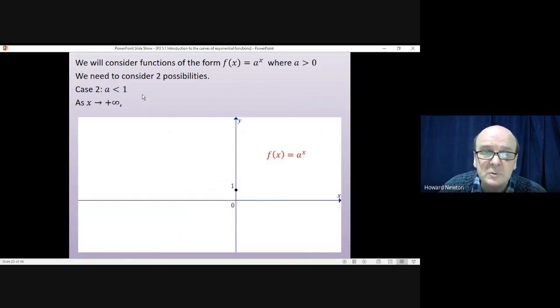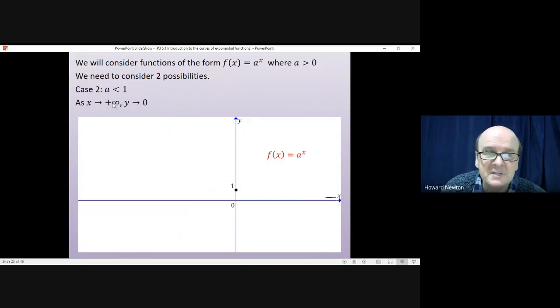Well, as x tends towards plus infinity, y is going to tend towards 0, or f of x is going to tend towards 0. Because a is less than 1, you'll have something like a half or a quarter to the power of a bigger and bigger number. And that will get smaller and smaller and smaller. So as x tends towards plus infinity, y tends towards 0. That means the graph is heading over towards this direction.